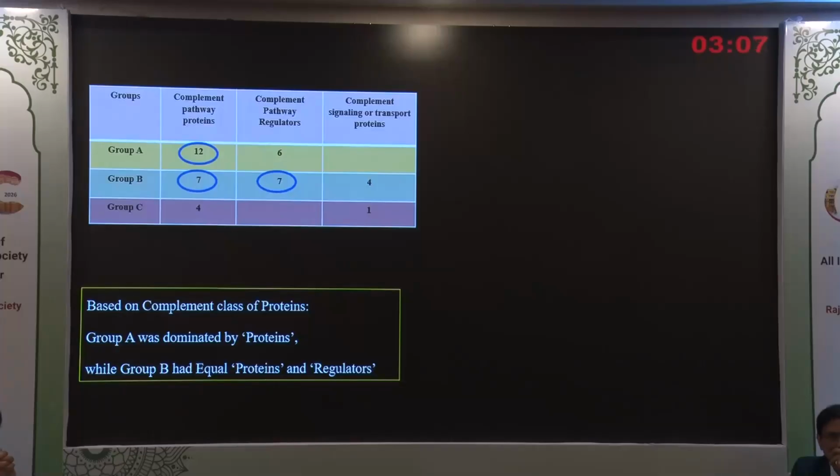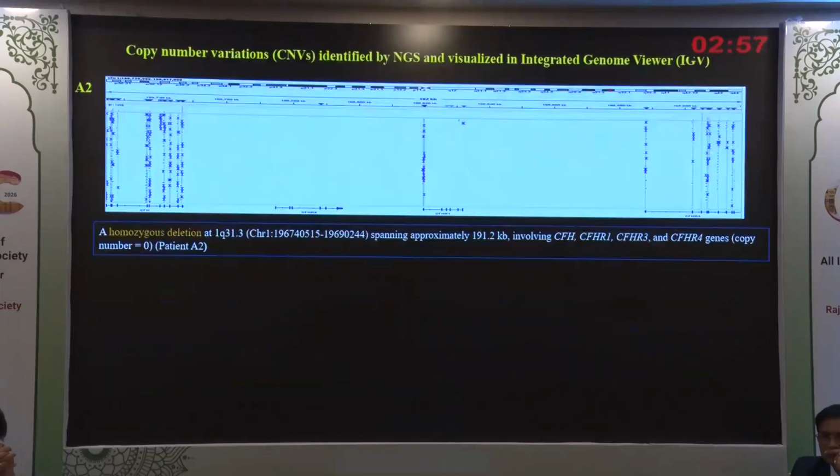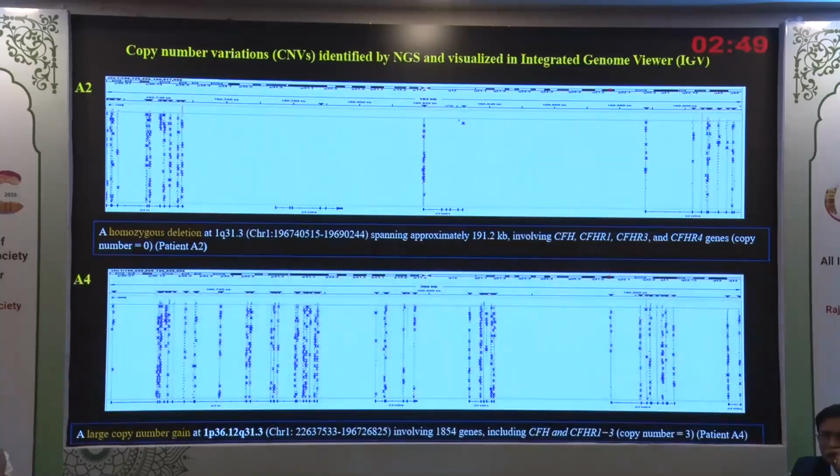Coming to the complement class of proteins, group A was dominated by proteins while group B had both equal proteins and regulators. The alternate pathway was predominantly expressed over the classical pathway in both groups A and B. This shows the copy number variations identified by NGS in patient number A2 showing a homozygous deletion and patient number A4 showing a large copy number gain.